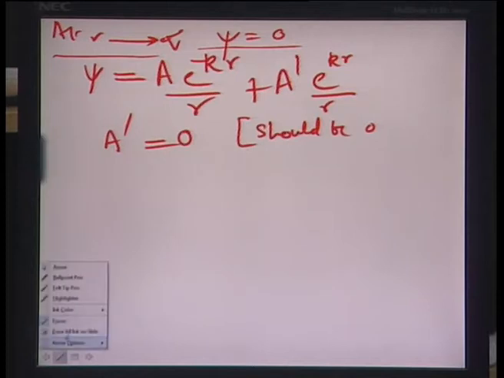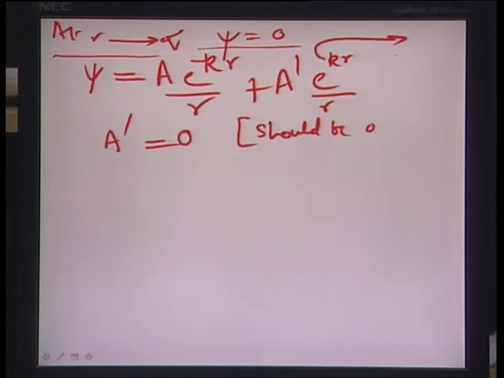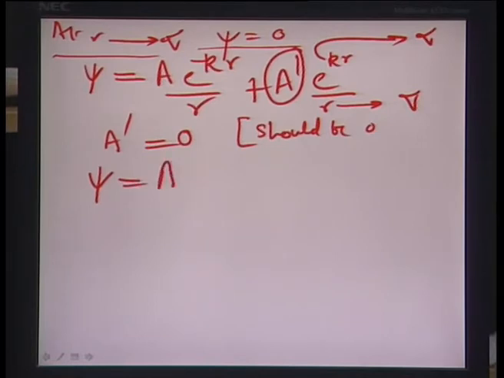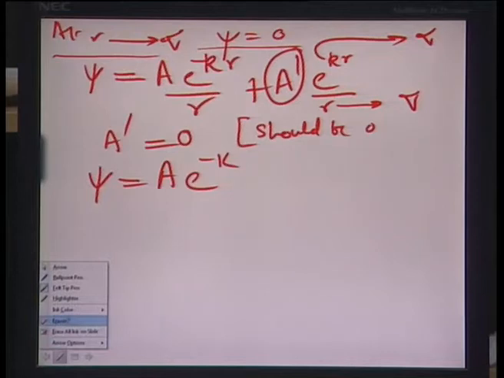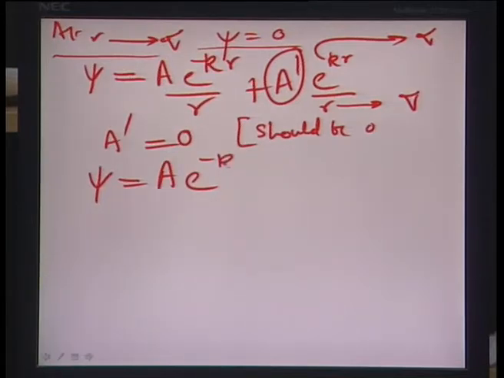If r is infinity, then this particular term here, e to the power of k r, should also go to infinity, and the only way to avoid the situation is by assuming a 0 coefficient, so that there is validation. So, therefore, phi is really represented as a e to the power of minus k r by r.